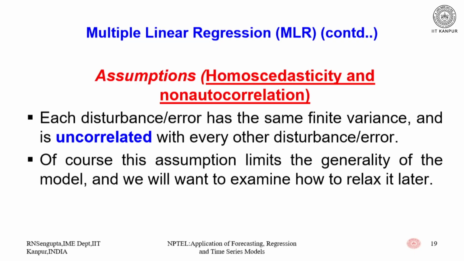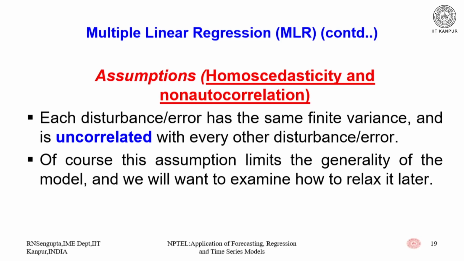The assumption of homoscedasticity and non-autocorrelation means, now I am going to the realm of errors, each disturbance or error has the same finite variance, whatever the variance is, and they are uncorrelated with every other disturbance or error. In the sense that there is an error distribution, with an expected value and variance, and the error of, for example, the 7th reading would not have any effect on the error of the 8th reading, or on the 10th reading. If that becomes so, there is a problem which we will see later on in time series.